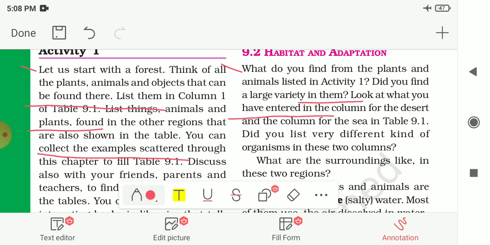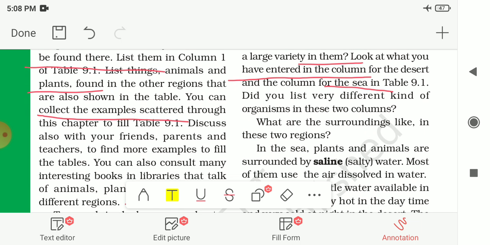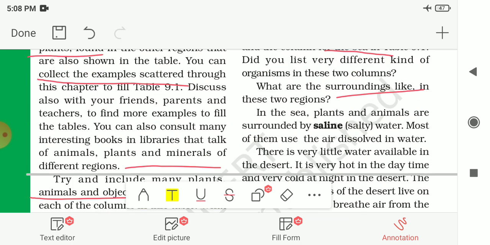Look at what you entered in the column for the desert and what you entered for the sea. We know there is a vast variety of animals and plants found in the desert area and the sea area. Did you list very different kinds of organisms in these two columns? Yes, in the sea we find crabs and fishes, and in the desert areas we find camels, etc. So what are the surroundings like in these two different regions?